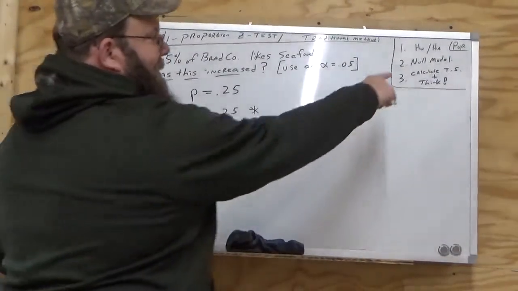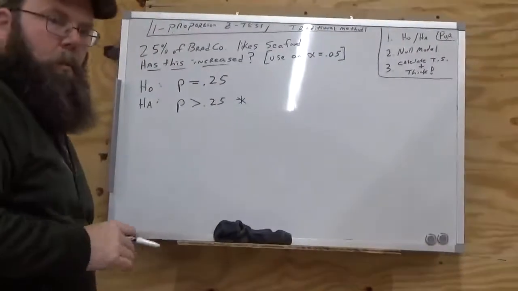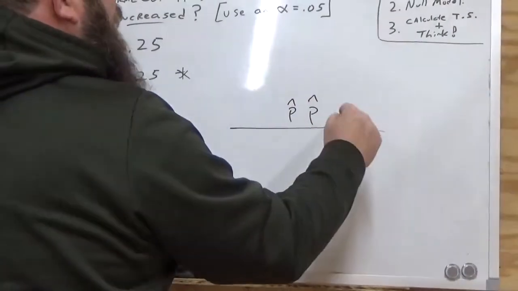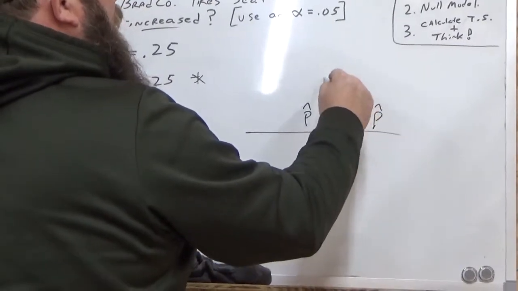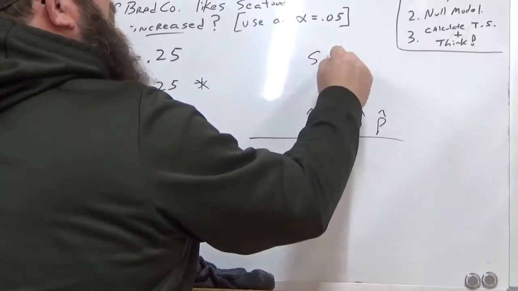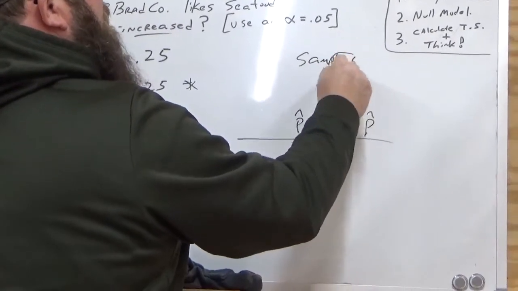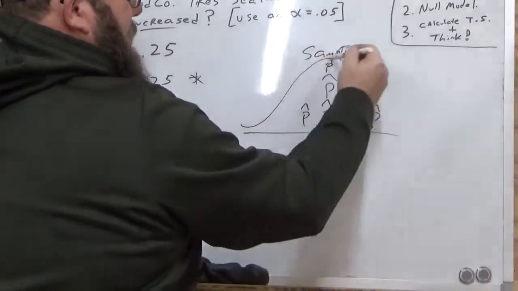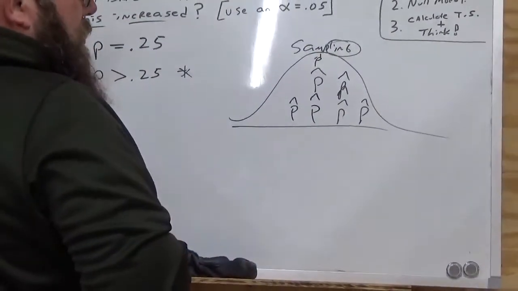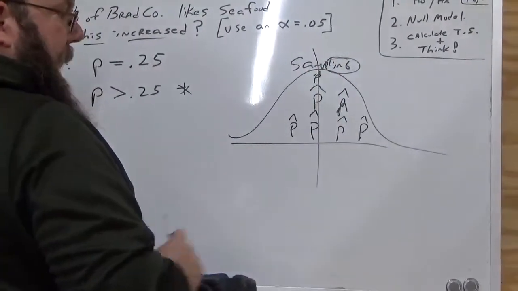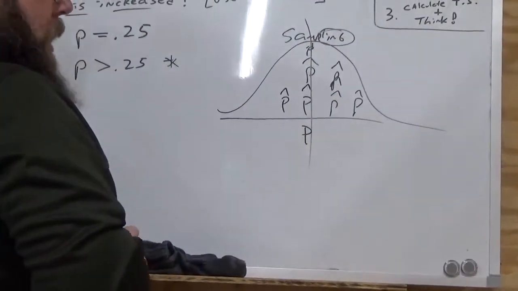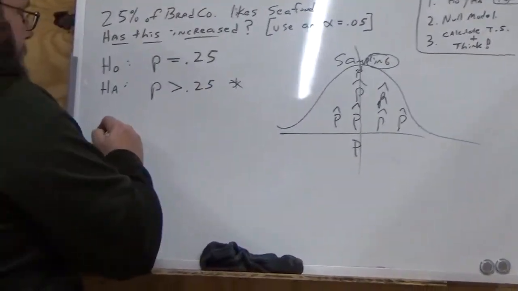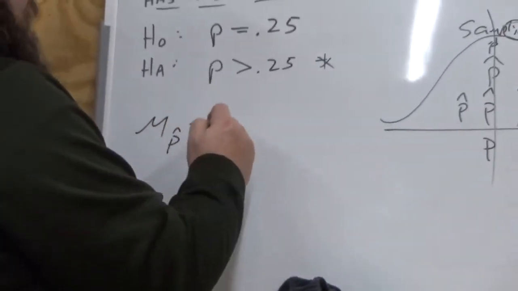Okay? So, next thing, we have to create a null model. Well, earlier I said this thing is a pile of p-hats. Remember? We got all these p-hats, because it is a sampling distribution. So we have this pile of p-hats, and that pile of p-hats makes that normal curve. So what's smack dab in the middle of all those p-hats? The true p. So that's the central limit theorem.